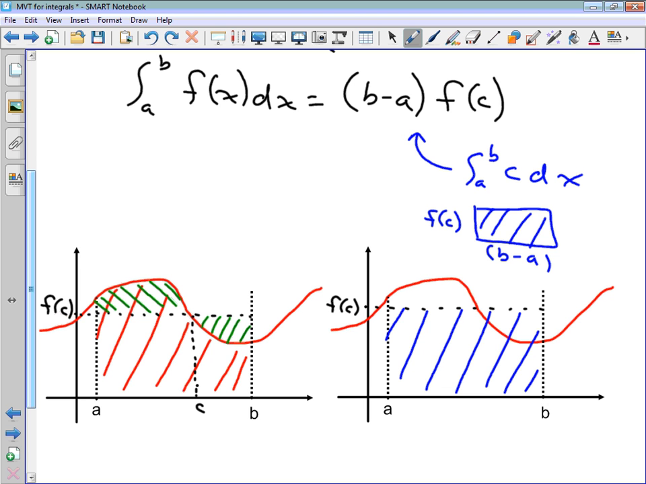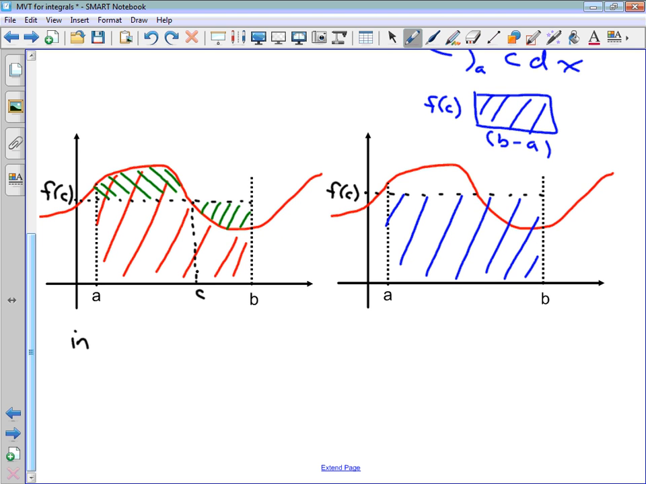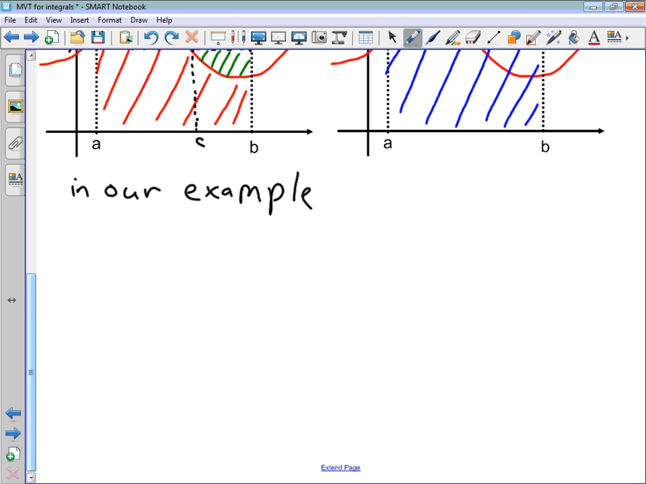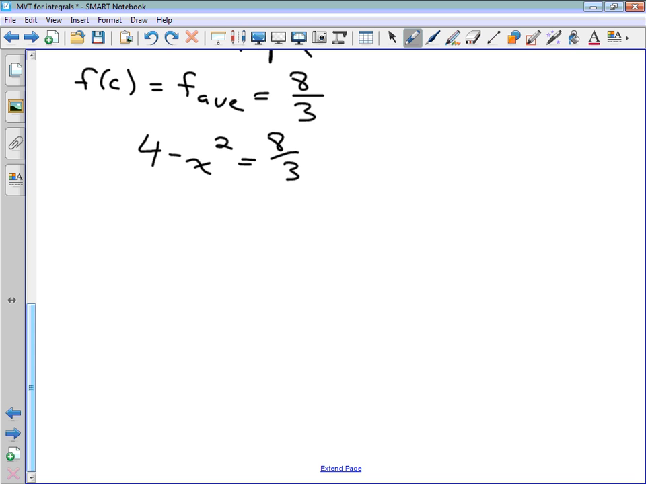So if we wanted to find this number c in the example that we were doing previously, well, what did we know? We knew that f of c, where c is some number, we don't know what that number is, but we know that at that x value of c, our function takes on the average value. We knew what the average value was. It was 8/3. So if we set our function equal to 8/3, and we solve for x, how can we solve for x here?